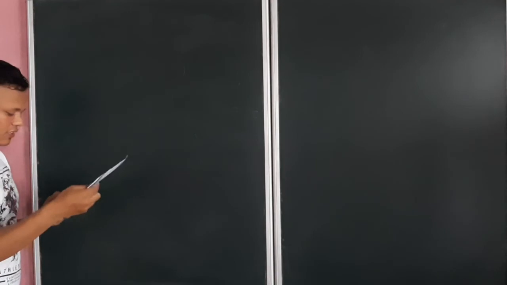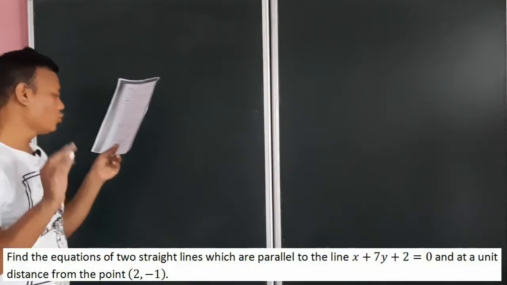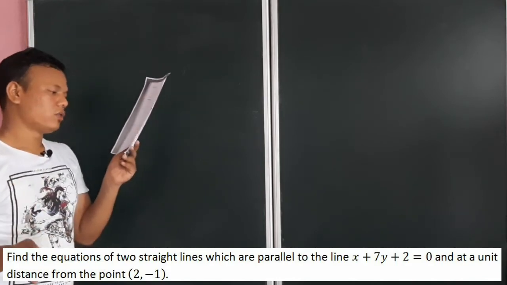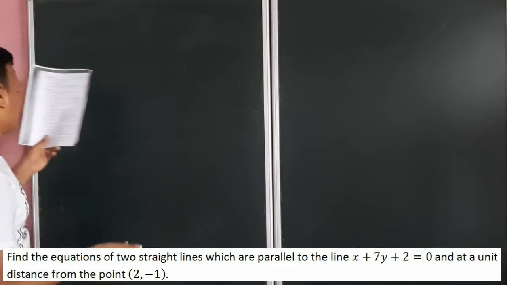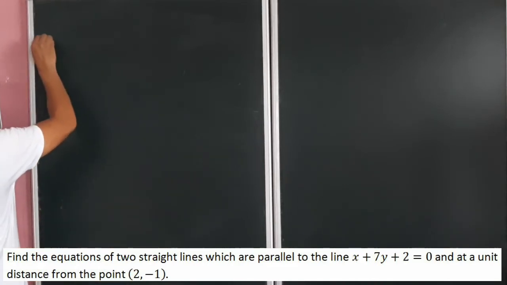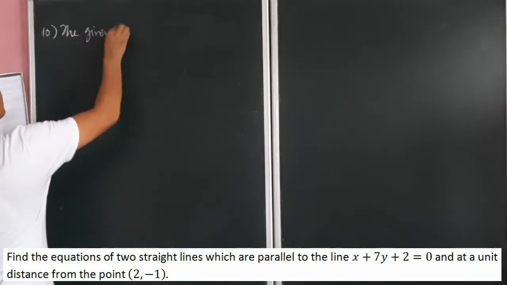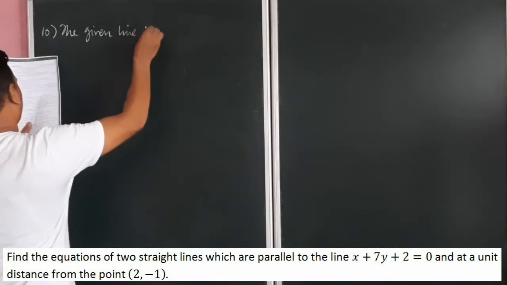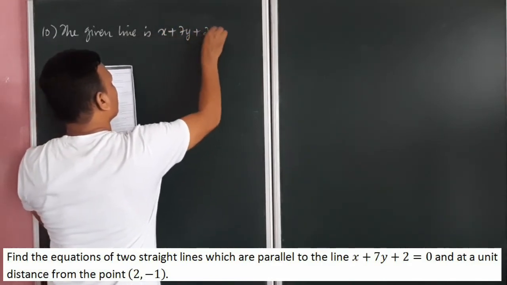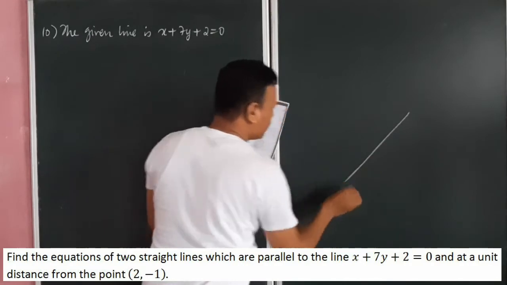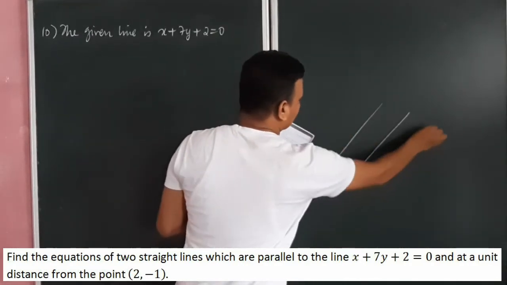Now let me take the last question for the day, that is question number 10. Question 10 says: find the equation of two straight lines which are parallel to x plus 7y plus 2 equals to 0. Whatever is given, let me write down first. The given line is x plus 7y plus 2 equals to 0. So there is a line given to you, and you need to find the equation of two parallel lines.